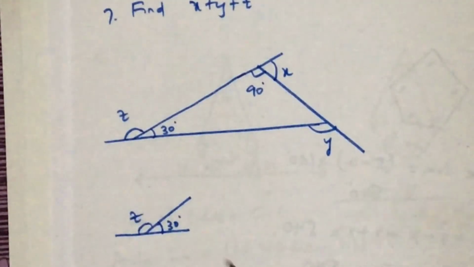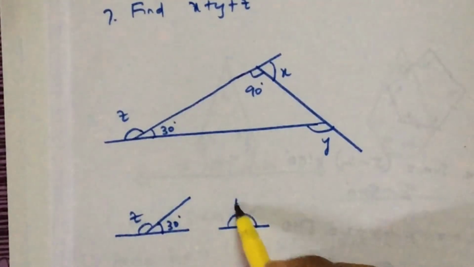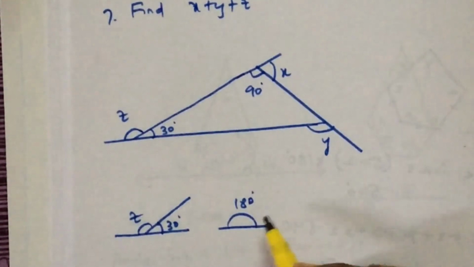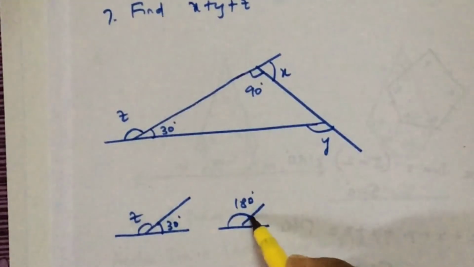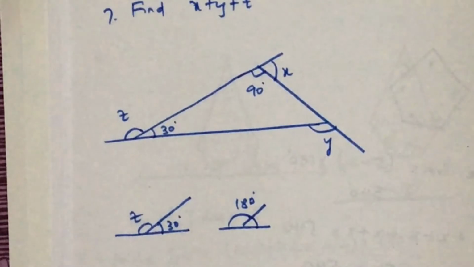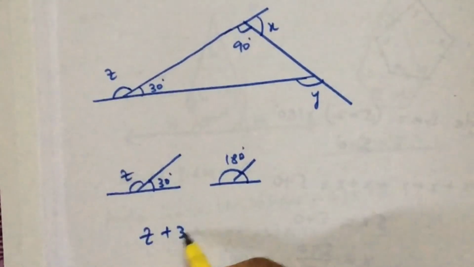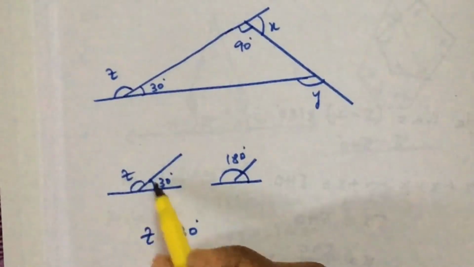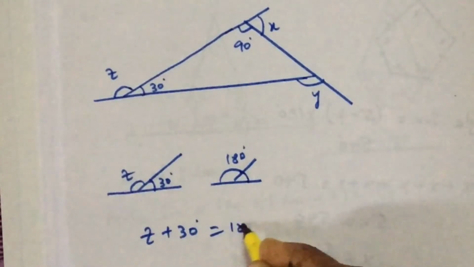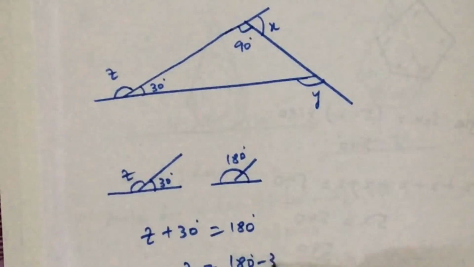Okay, so we know that in a straight line the total angle is 180 degrees. If this part is 30, the remaining is 180 minus 30. So how will we write it? Z plus 30. If you add the whole thing, it should give 180. Then Z is 180 minus 30, that is 150.